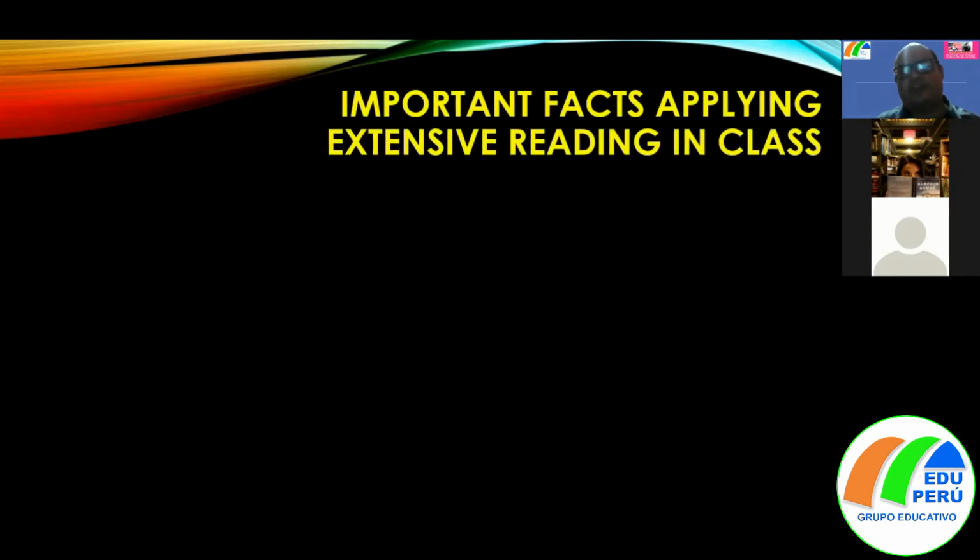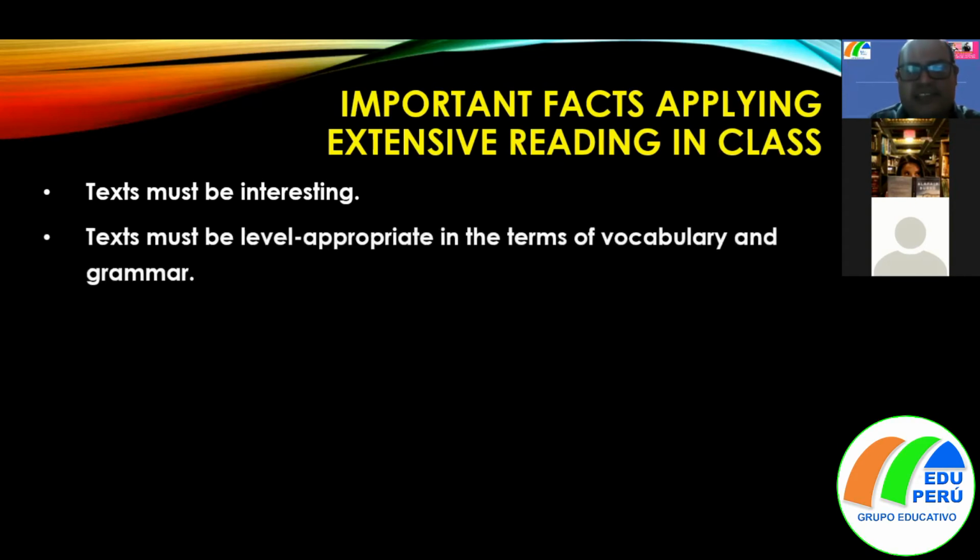Important facts when you apply extensive reading in your class. The most important, they must be interesting. Because if the student is not motivated on this text, he's not going to read it. Texts must be level appropriate in terms of vocabulary and grammar. Now, this is related to the comprehensible input. You must give them some ideas, what kind of books they could choose according to the vocabulary and grammar that they manage, that they know, all right?